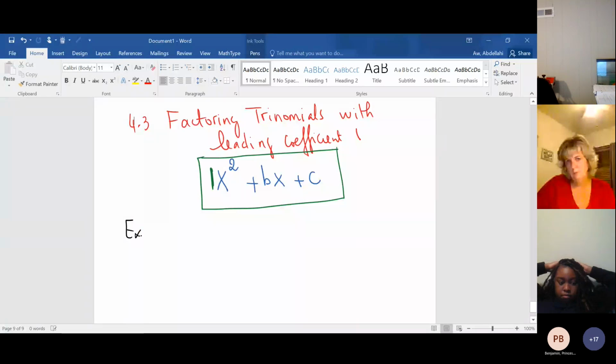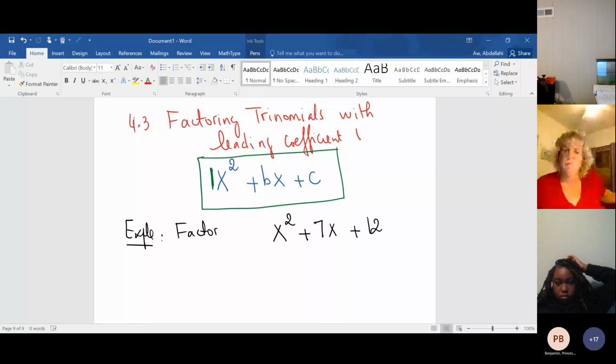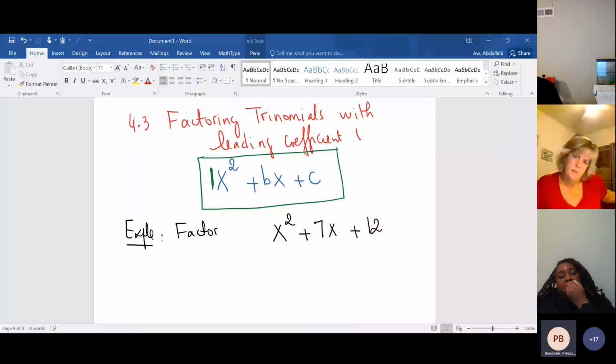Somebody asked me to factor x squared plus 7x plus 12. You see here, I have no hint. The only thing I see is this is a trinomial. It has 3 terms, and the leading coefficient is 1. That's the only thing I see. Now, let's go through those two methods that we know, the GCF and the grouping. How much is the GCF here? Quickly. It is 1, so the GCF doesn't work.